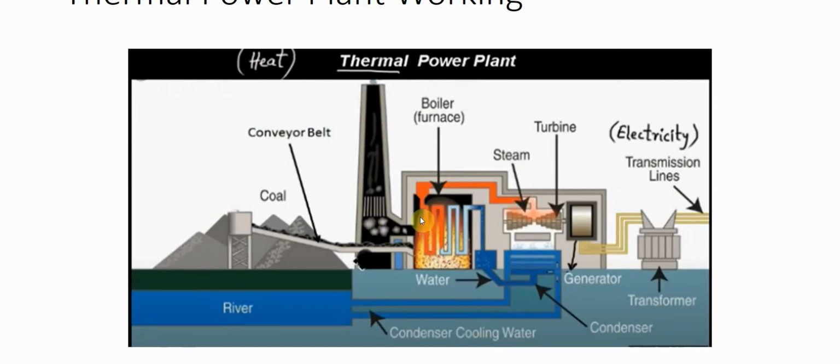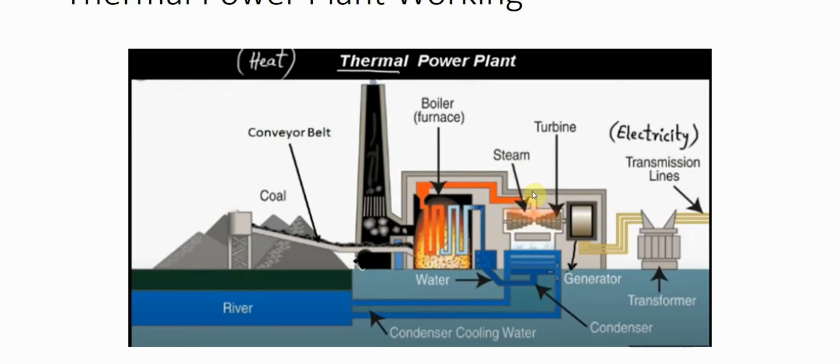from this tower. And then there is water, you can see here, and this water will be fed to the boiler, and then it will heat up and convert into steam. Then here you can see there is a steam turbine, with some blades and a mechanism in the steam turbine, and the steam will operate it.